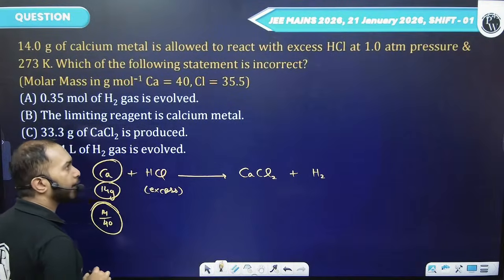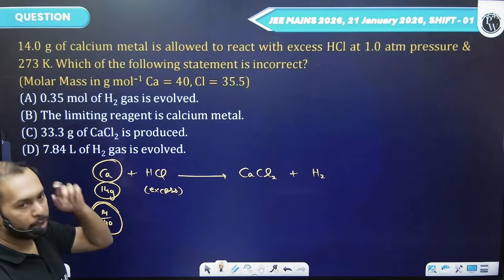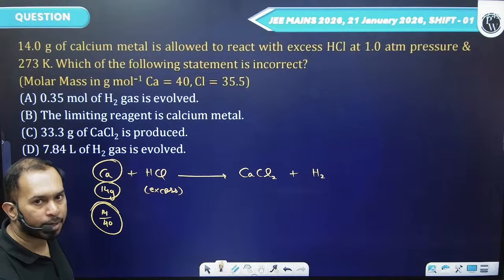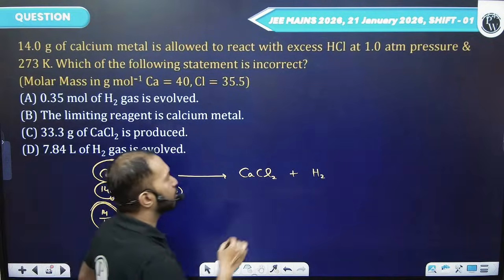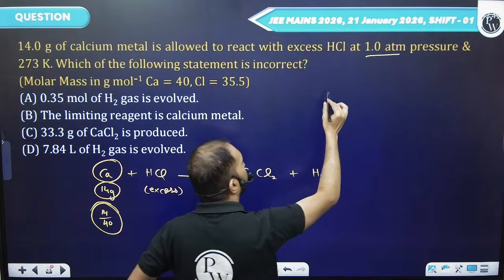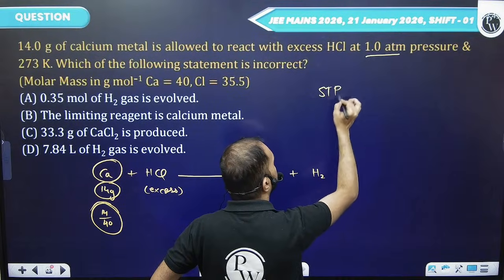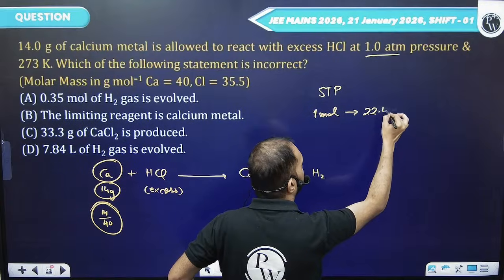And we know at STP, 1 mole of gas occupies 22.7 liters, right? Here, because pressure is given as 1 atm and temperature is 273 Kelvin. So these are some older STP conditions. You can say 1 mole of gas occupies 22.4 liters.